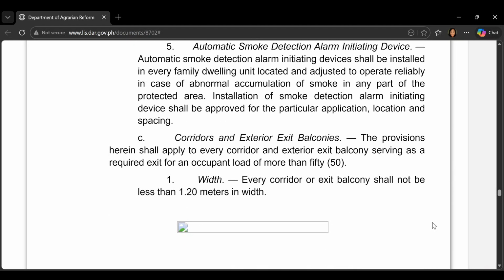C. Corridors and exterior exit balconies. The provisions herein shall apply to every corridor and exterior exit balcony serving as a required exit for an occupant load of more than 50. 1. Width. Every corridor or exit balcony shall not be less than 1.2 meters in width.